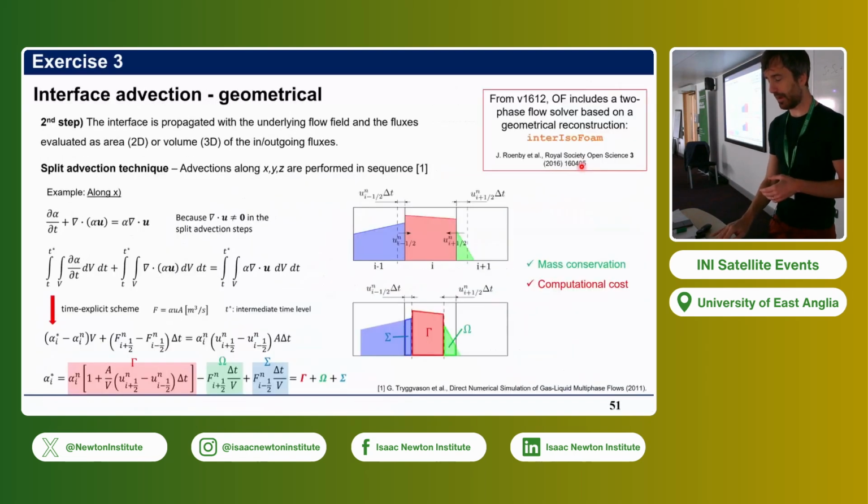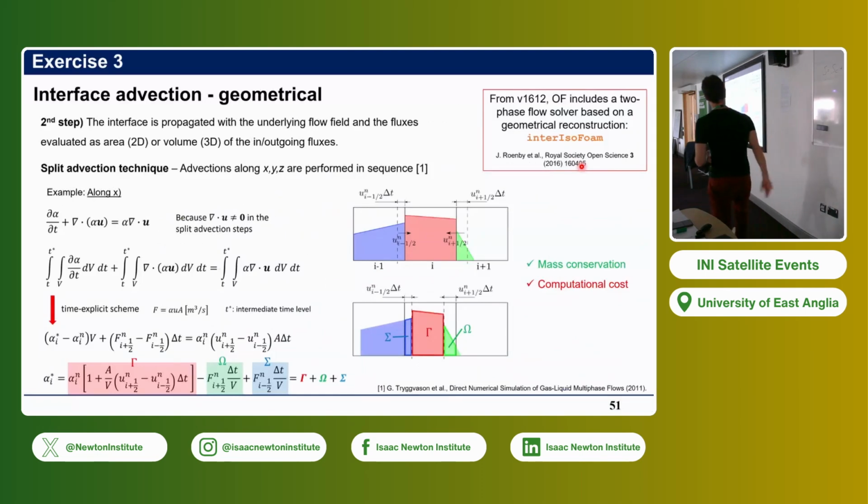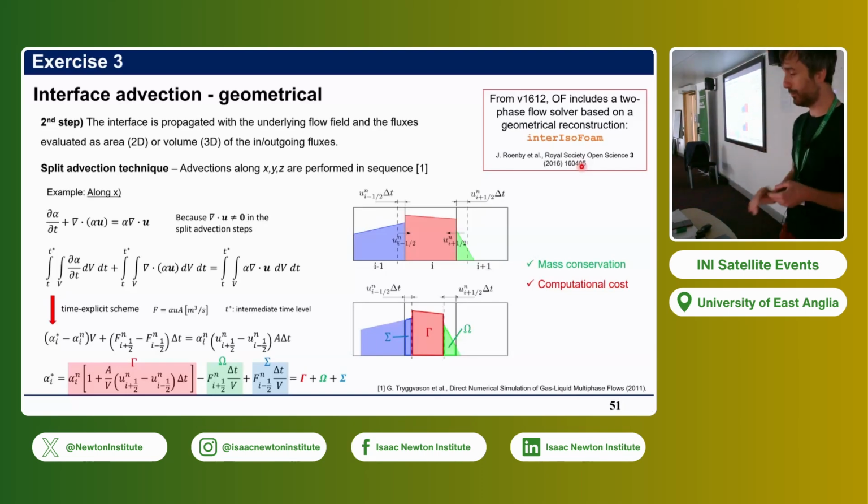I didn't specify here, when I was talking about geometrical advection, that since 2016, in OpenFOAM, there is this solver called InterIsoFOAM that performs a geometrical reconstruction of the interface. It's a bit slower than the algebraic one, maybe 30–40% slower, but it's a geometric solver. If you have cases where you have, for example, a high shear between the phases, this works much better. It's called InterIsoFOAM and is available in the ESI distribution of OpenFOAM.